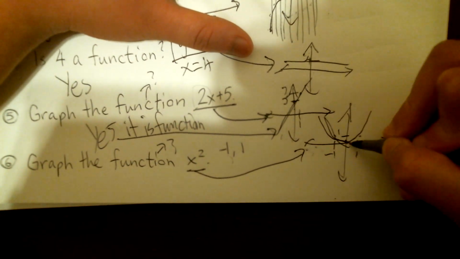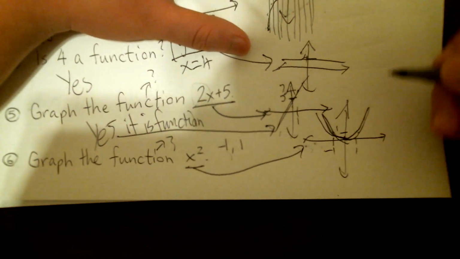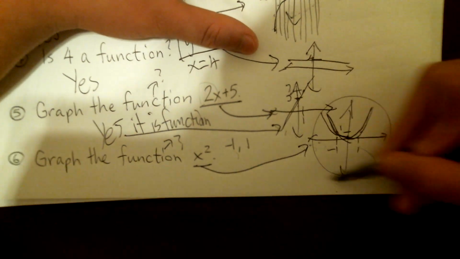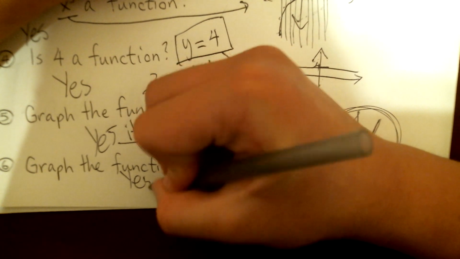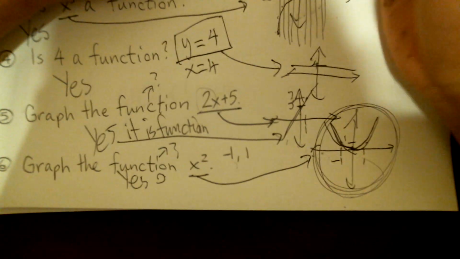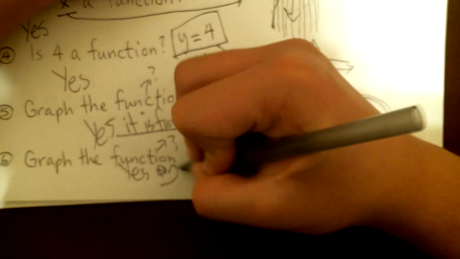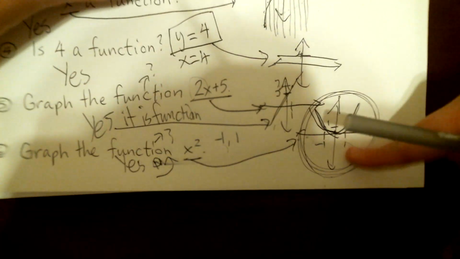All right. So this would be the function that's passing through. Okay. So yes, this is also a function. All right. So this will be the function right here.